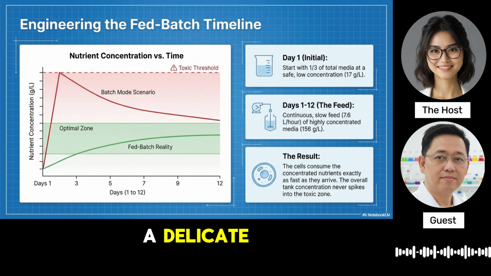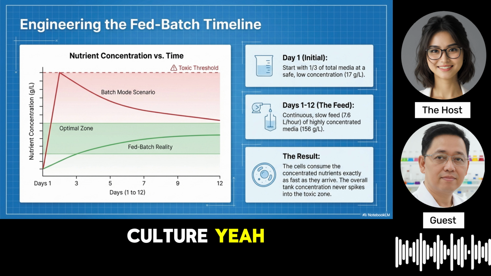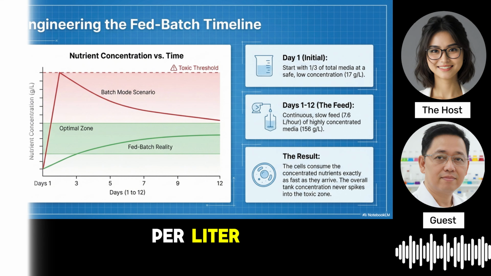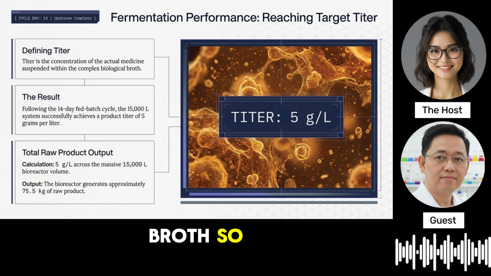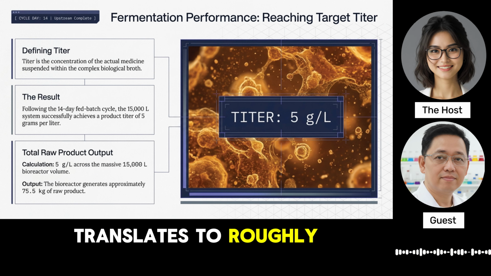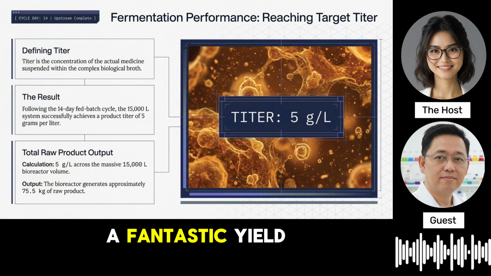That is such a delicate biological dance happening inside a massive industrial machine, and the result of that 12-day fed batch fermentation. Oh, very happy culture. Yeah. The system achieves a product titer of 5 grams per liter, and titer just means the concentration of our actual medicine floating in the broth. So 5 grams per liter in a 15,000-liter tank translates to roughly 75.5 kilograms of raw product. Which sounds like a fantastic yield.